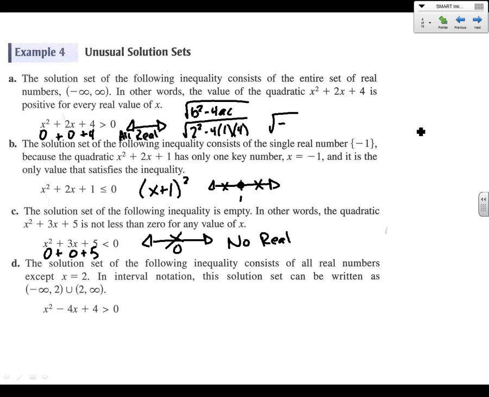And lastly, our last unusual solution set, D, the solution set of the following inequality consists of all real numbers except for 2. If we test this one, if we were to factor this one here, this is x minus 2 squared. So only one test number, positive 2. If we test to the left, this works. If we test to the right, it works. But since we don't have an equal sign in here, 2 is not allowed. So we're going to say everything except for 2.